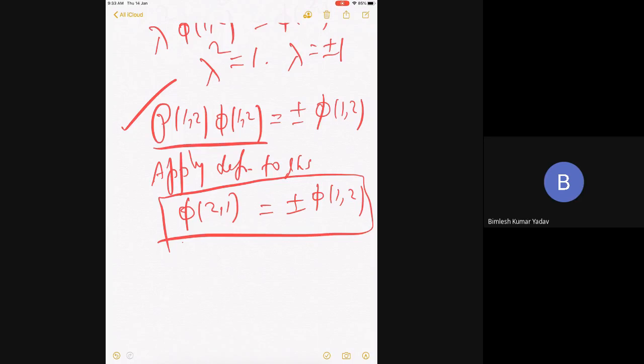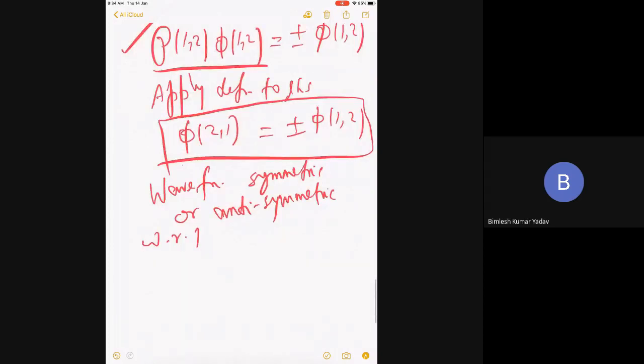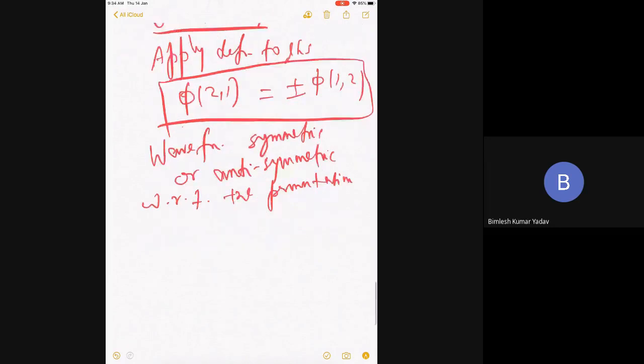Everybody understood this up to this point? This is exactly how we said for the parity operator, it will be ψ(x) equal to plus minus ψ(-x), odd or even. In this case, we can see that the wave function will be either symmetric or antisymmetric, minus, with respect to the permutation of two particles. Permutation of the two particles or the coordinates of the two particles, it doesn't matter.